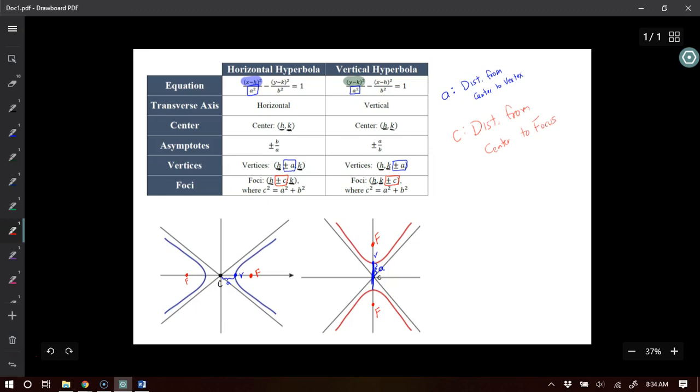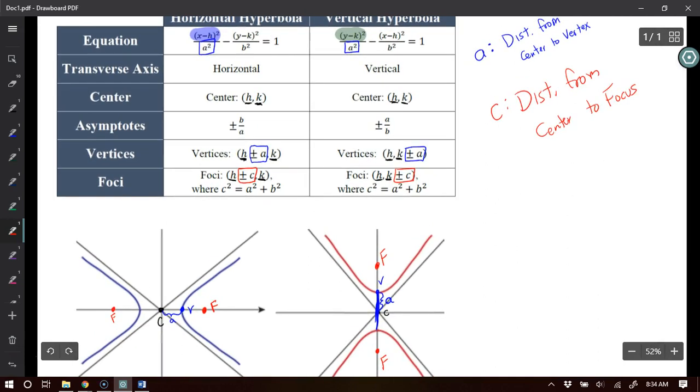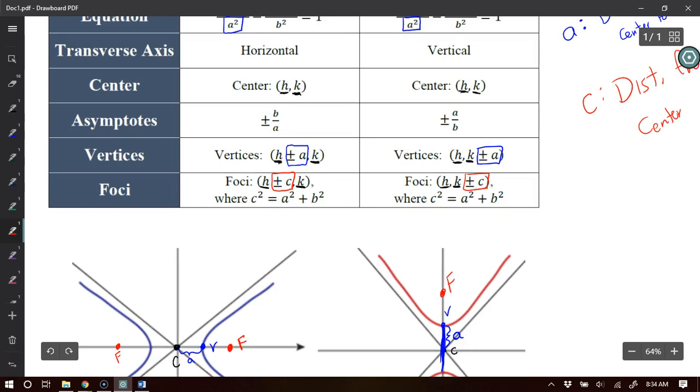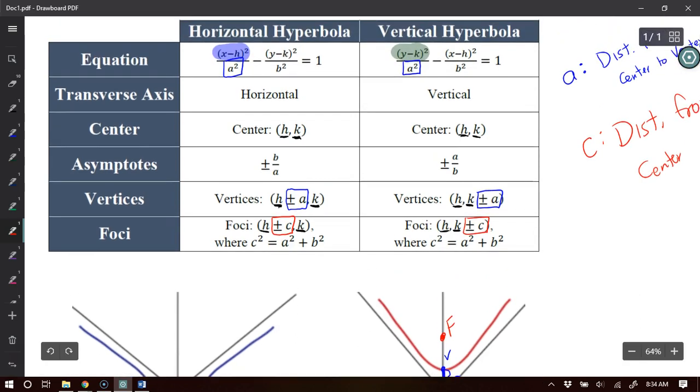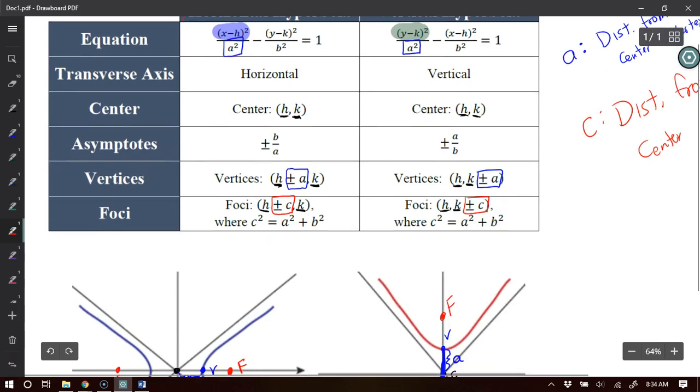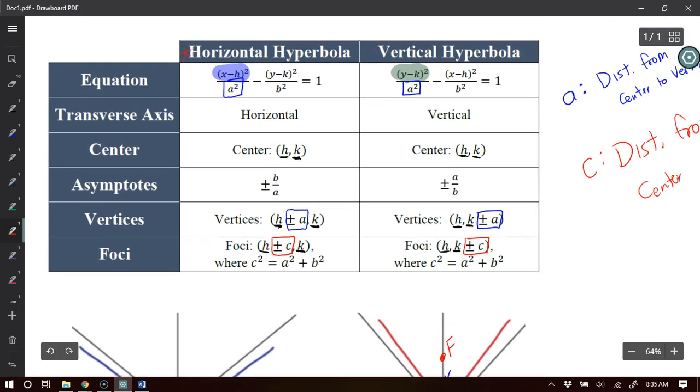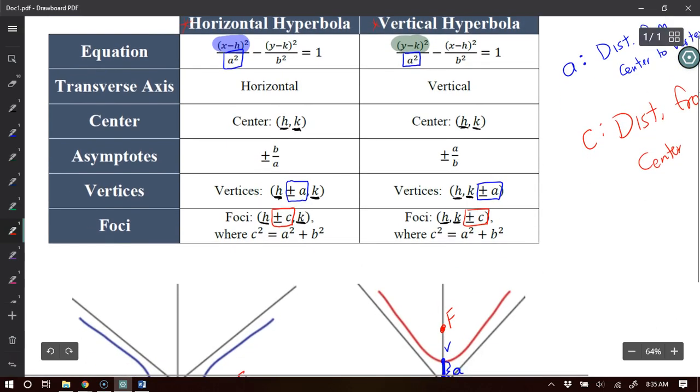That definition for ellipses is the same definition for hyperbolas. And so that allows us to use one concept to go through both of them. So we have that, and that's why you're adding and subtracting the c to the h, because the foci are on the horizontal. And on this one, we're adding and subtracting to the k because the foci are on the vertical.